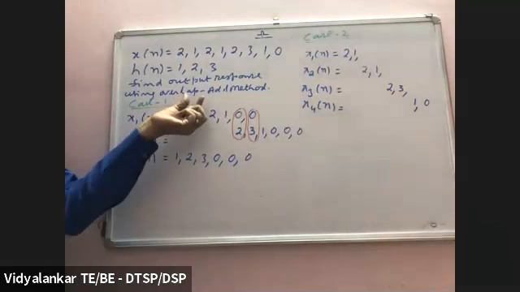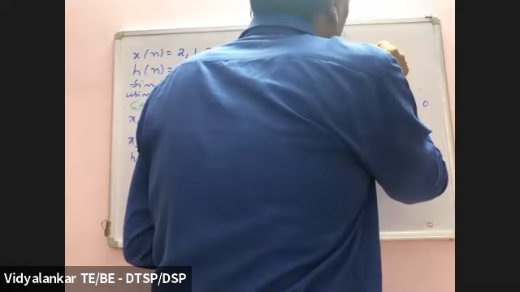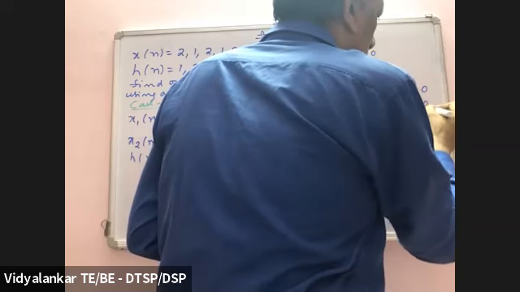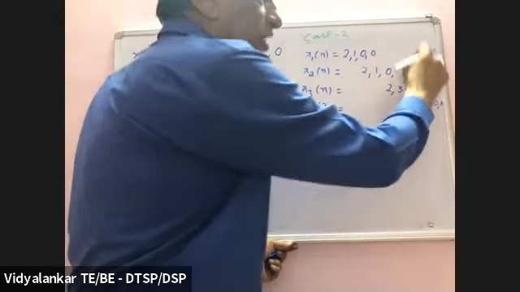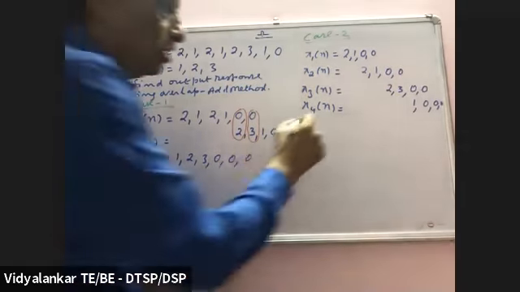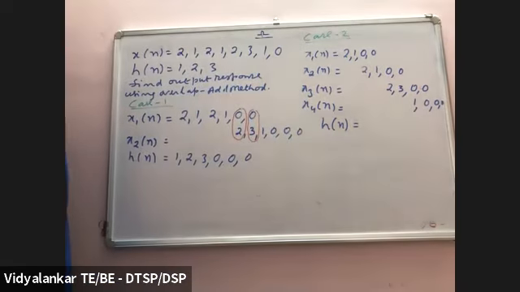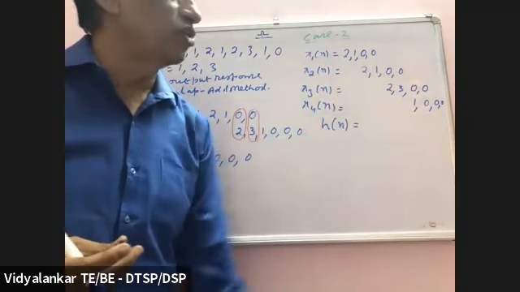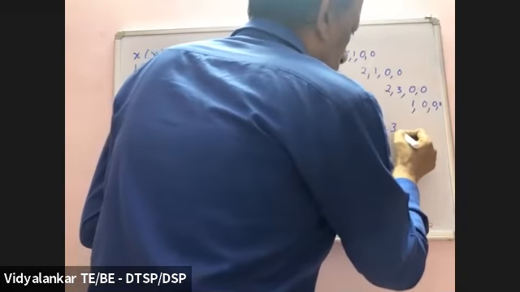Then how many overlaps? 2 overlaps, because h of n is 3 values, so 3 minus 1, 2 overlaps. Add 2 zeros to x1 of n, 2 zeros to x2 of n, 2 zeros to x3 of n, and 2 zeros to x4 of n. So between x1 and x2, 2 overlaps. Between x2 and x3, 2 overlaps. Between x3 and x4, 2. Now, to convolve x1 of n with h of n, x2 of n with h of n, x3 of n with h of n, x4 of n with h of n: x1 of n has 4 values, x2 of n 4 values, x3 of n 4 values, x4 of n 4 values. So h of n also should have 4 values. So here 1, 2, 3, 0.